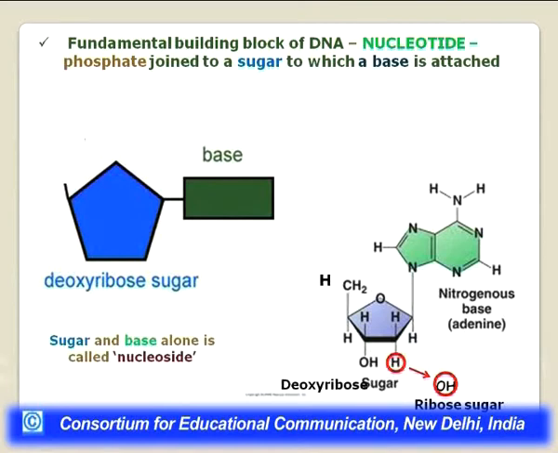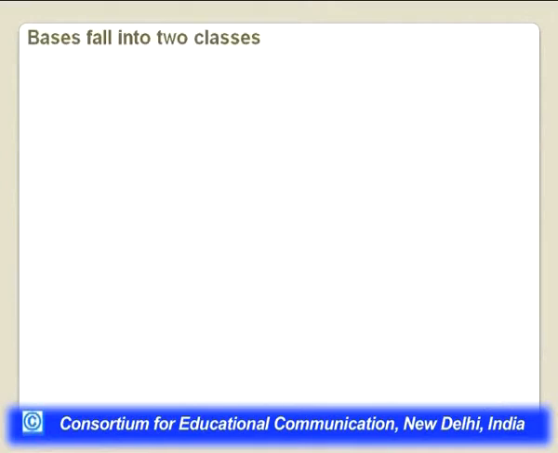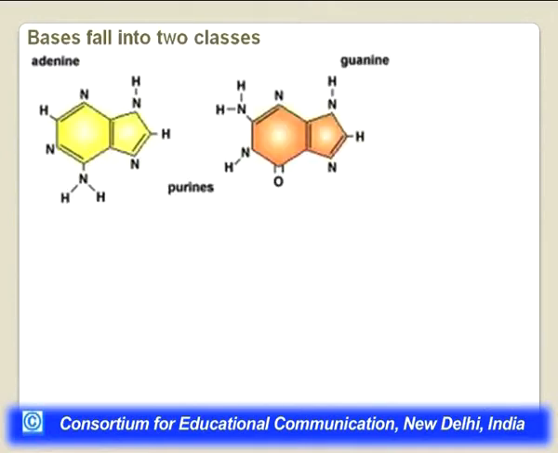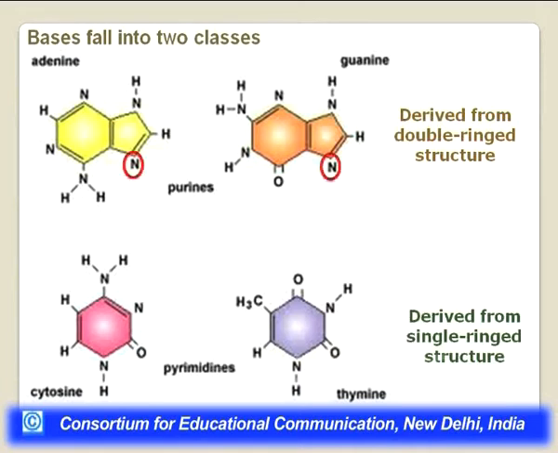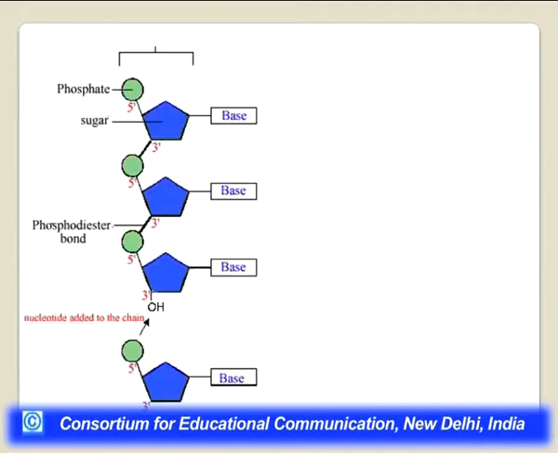The sugar and base alone is called the nucleoside. The bases, as already told, fall into two classes: the purines, which are derived from a double ringed structure, and pyrimidines, which are derived from the single ringed structure. The purines are adenine and guanine, and pyrimidines are cytosine and thymine. We are talking about DNA right now, so it's cytosine and thymine, which are derived from the single ring structure, and those rounded nitrogens are the point at which it attaches to the sugar molecules.